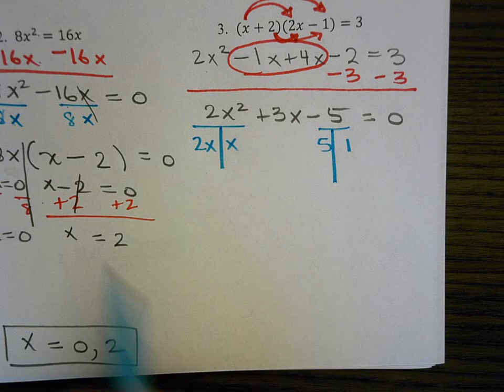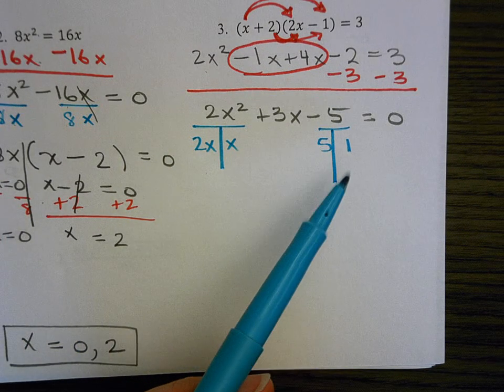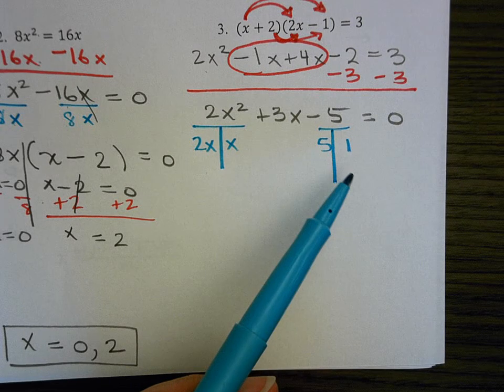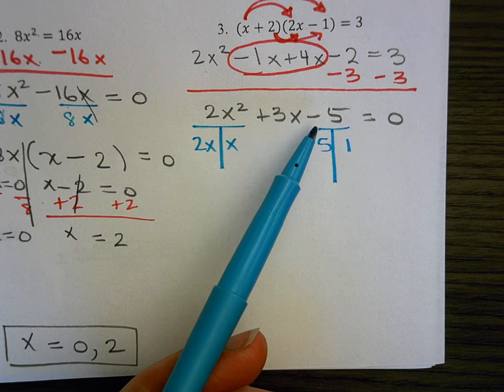Okay, so for 2x squared, my only factors are 2x and 1x, and then for 5, my only factors are 5 and 1, or 1 and 5, of course. And then again, one of them has to be negative because you have that subtraction right there. Okay.